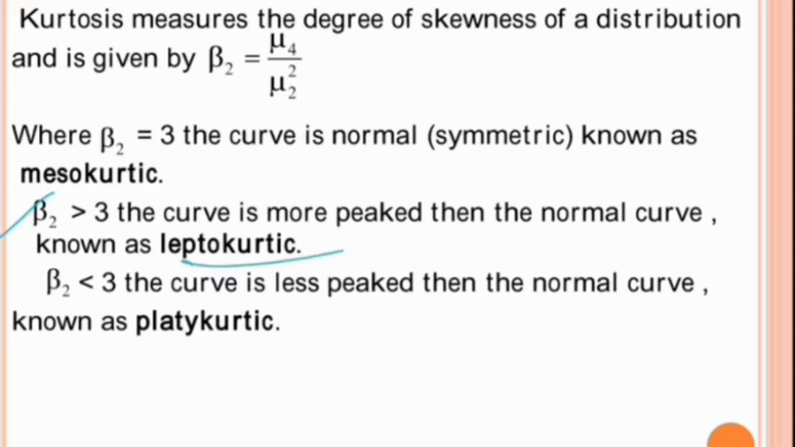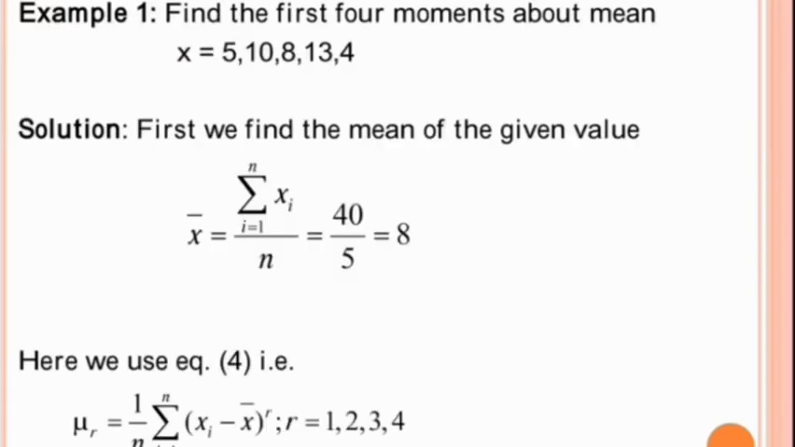And if beta 2 is less than 3, then the curve is less peaked than the normal curve, and it is known as platykurtic. Now we will learn these formulas by seeing the examples. Our first example is, find the first 4 moments about the mean. You have to find the first 4 moments about the mean.